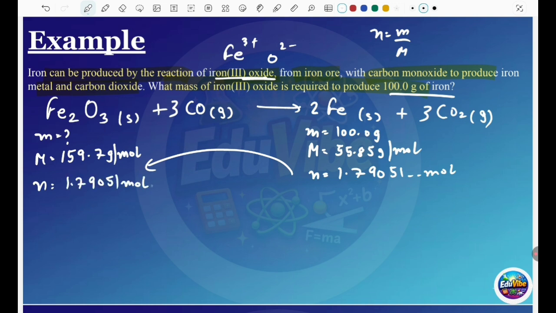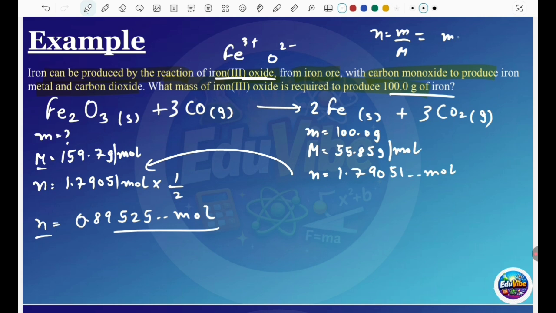1.79051 moles, and the coefficient required is 1, so it's 1 by 2, and the coefficient given is 2. From here you can get about 0.89525 moles, and this is basically the n for Fe2O3. But you'll find the mass. So you have n, you have molar mass, you can find the mass. So n times molar mass.